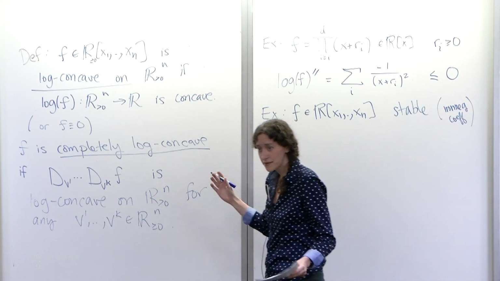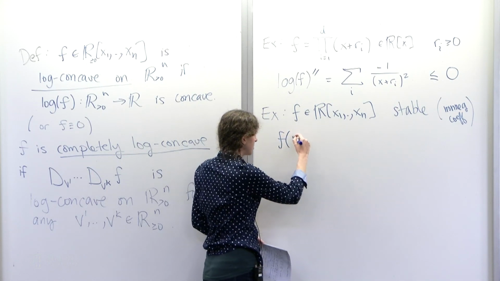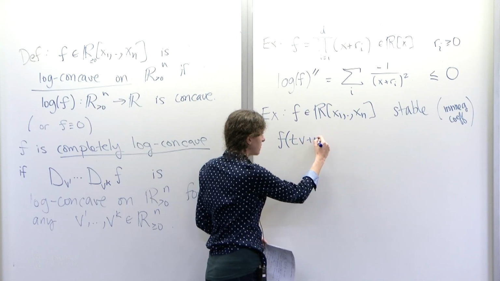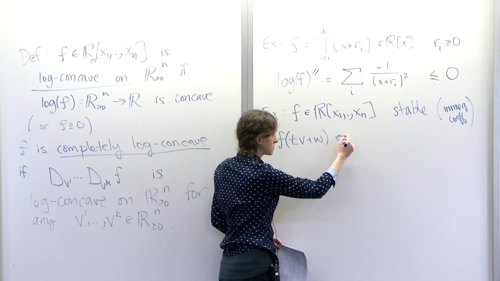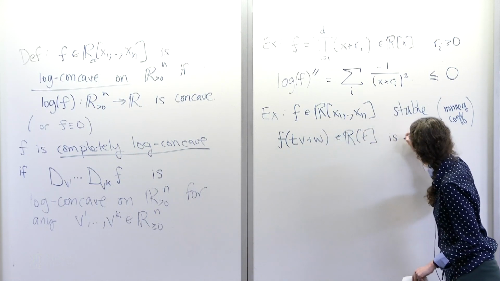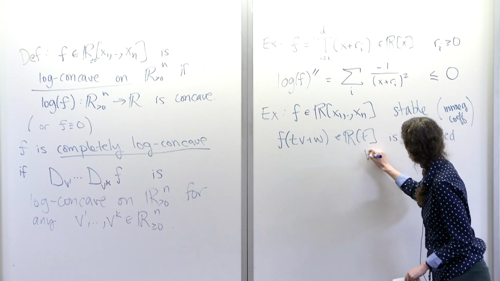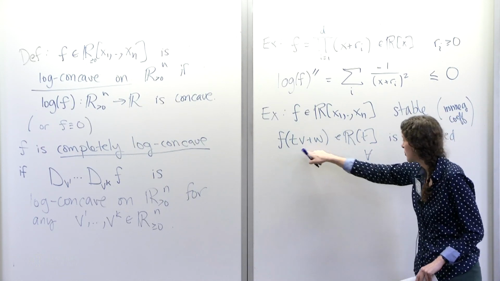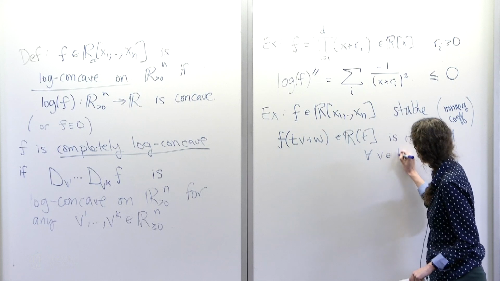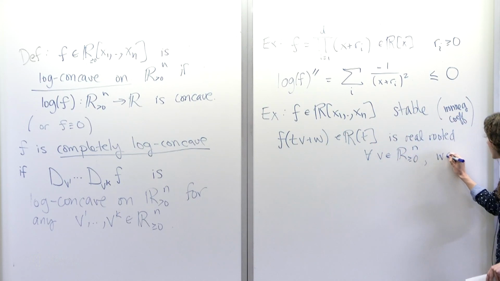Where one definition of stability, just in case anyone hasn't seen it, is that if I take any univariate restriction, I want this to be real rooted whenever I walk in a positive direction. So for all vectors v in a non-negative direction, and I can start from any point.